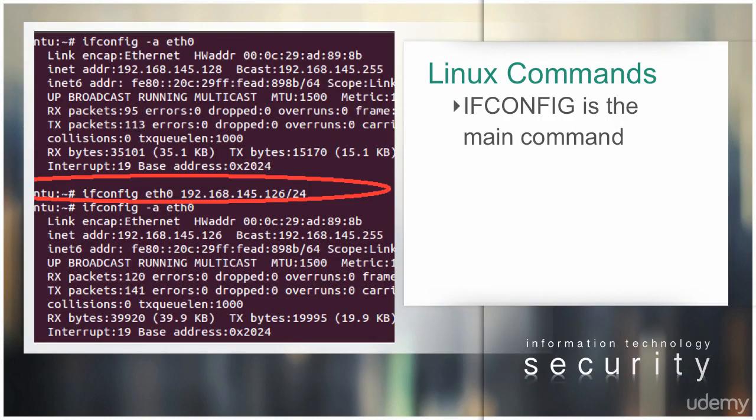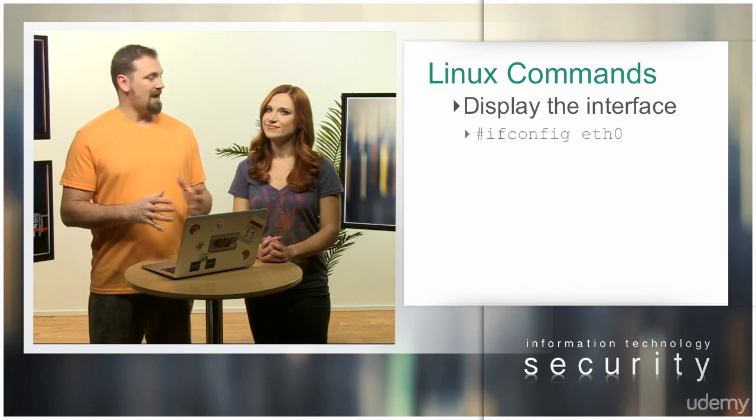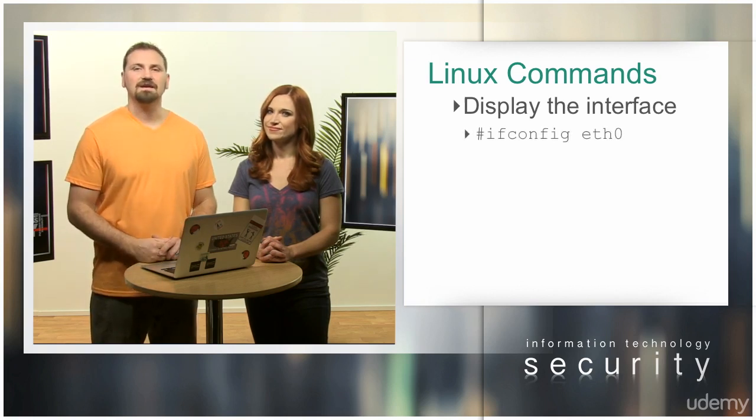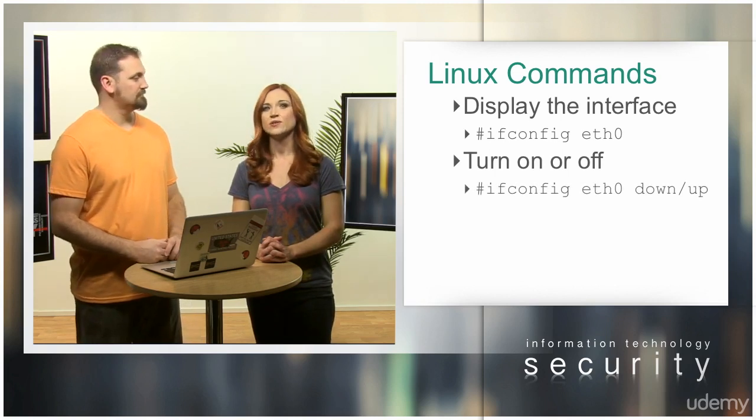ifconfig is the main command used to configure networking-related parameters on all Linux systems. Now here's a list of a few examples, just to give you a head start. To display the interface configuration, use # ifconfig eth0. To turn on or off the interface, # ifconfig eth0 down or up.